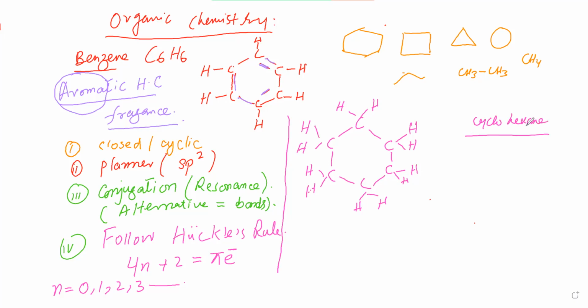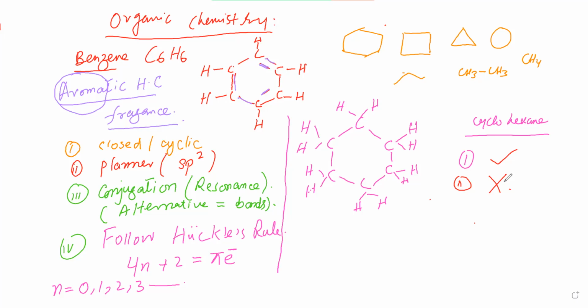Now, what do you mean by cyclohexane? Do you think it is aromatic? Let's see. First point: do you think it is a closed cyclic structure? Yes. So let's take yes. Second point: do you think each carbon is sp2 hybridized? No. So it means that this compound, leave it. This compound is not aromatic in nature. Got it now? Yes, sir.